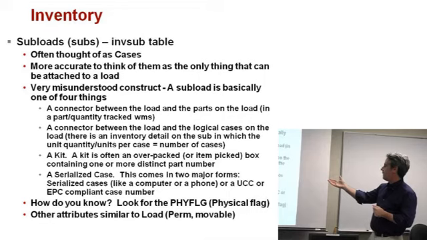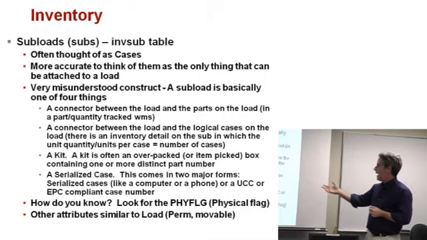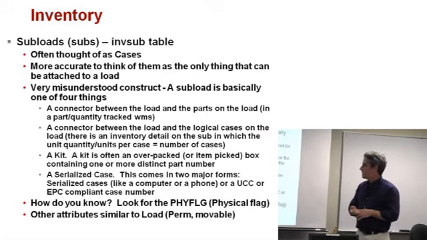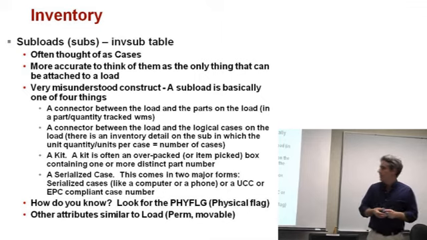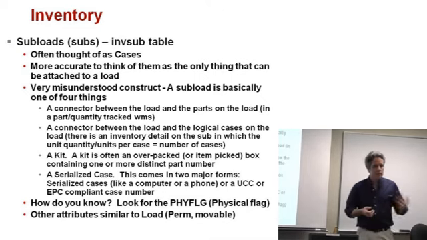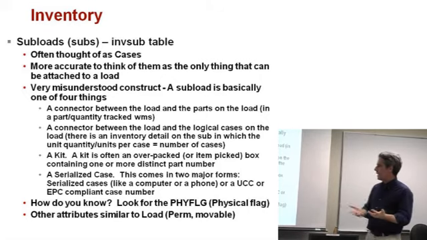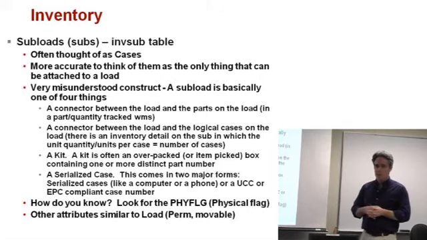So in a kit, you'll often have an overpack or item picked box with one or more distinct part numbers in it, or a serialized case. A serialized case could be a kit, but is often something like a computer with a serial number on it, or a product with a UCC identifier, a serialized identifier of some kind, or an EPC tag on it. So those are the four things that you normally think of.